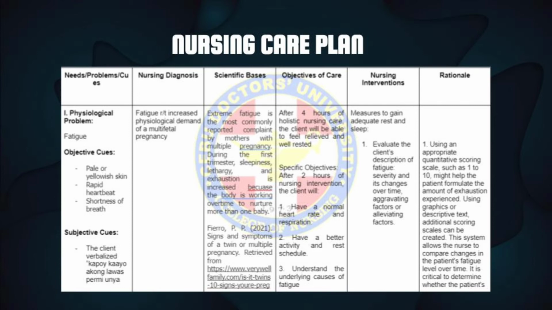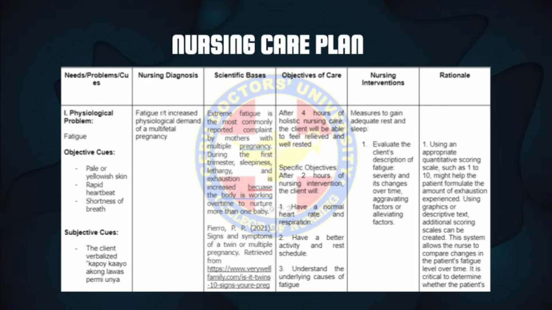So the diagnosis for this is fatigue related to increased physiological demand of a multifetal pregnancy. And the scientific basis for this is that extreme fatigue is the most commonly reported complaint by mothers with multiple pregnancies. During the first trimester, sleepiness, lethargy, and exhaustion are increased because the body is working overtime to nurture more than one baby. So the objective of care for this: after 4 hours of holistic nursing care, the client will be able to feel relieved and well rested.